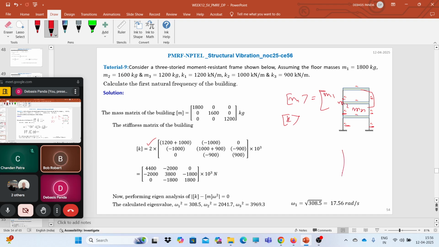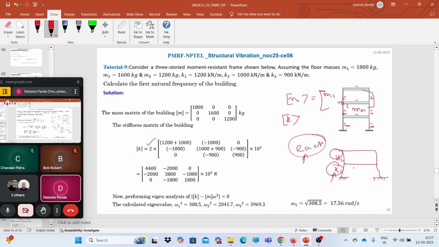Now, if only K1 and K2 are given for this two-story system, and the individual columns are not there, then you can stick with that. K1 is the complete stiffness of the first story, and K2 is the complete stiffness of the second story, right? So now what you need to do?